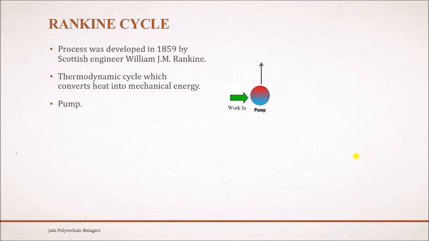Let's go through this Rankine cycle. Here the Rankine cycle consists of a pump. The pump is used so that the water in the condenser or in the storage will be pumped to the boiler.